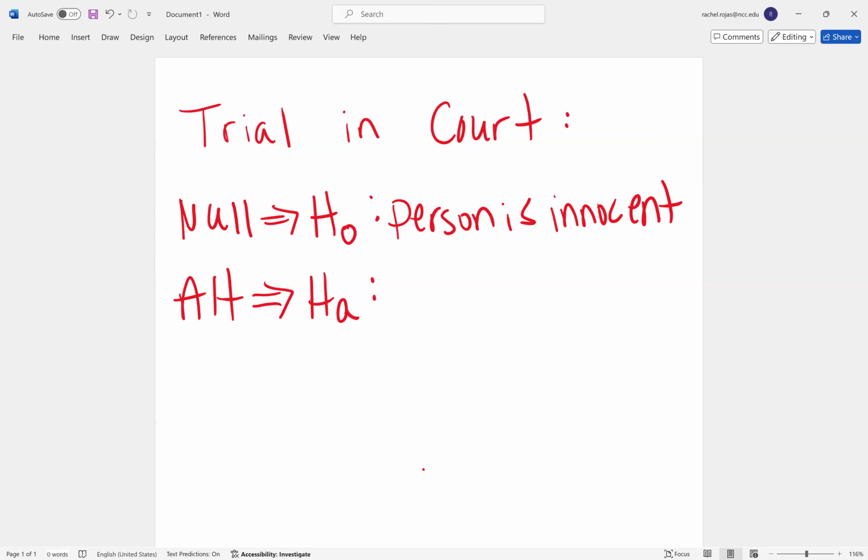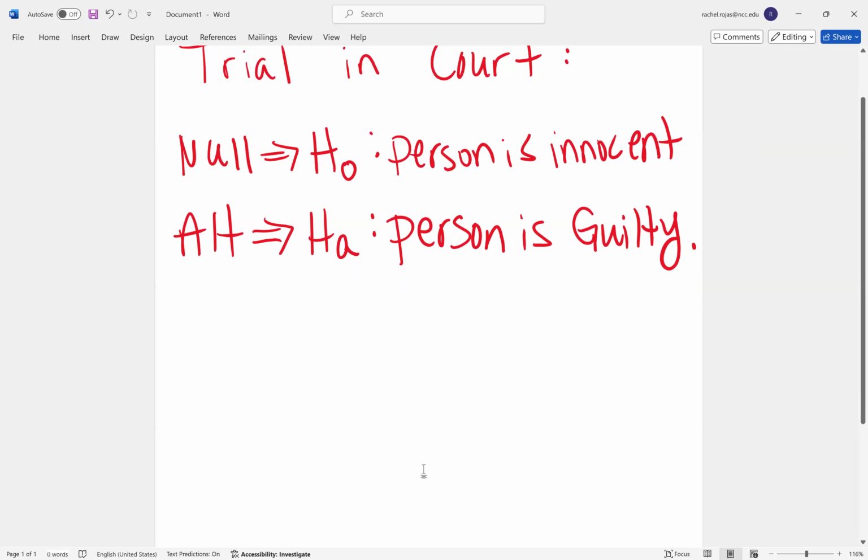So that's the purpose of having a trial. It's not to find the person innocent, because we're already assuming the person's innocent. It's to gather enough evidence to find the person guilty. So the alternative, or the suspicion, what we're trying to prove, is that the person is guilty. And what happens if there's not enough evidence? Well, then we can't find the person guilty. We have to still assume that they're innocent.